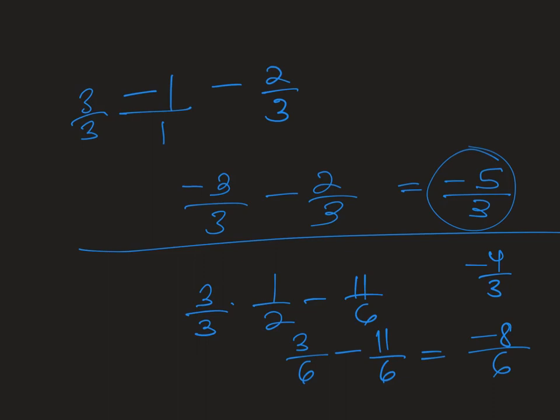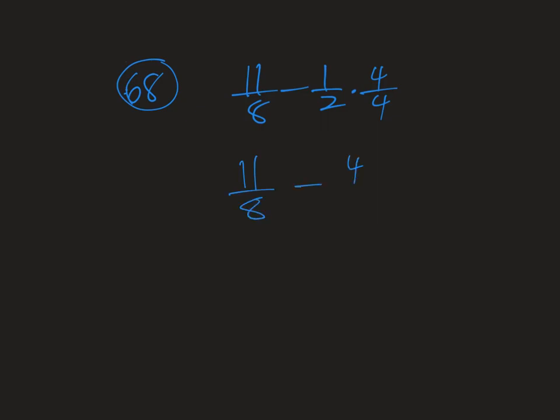Number 68. So 68, we have, what about 11 over 8 minus 1 over 2? Again, we need a common denominator, so we multiply both top and bottom by 4 over 4. We get 11 over 8 minus 4 over 8. We just have a numerator to deal with, 11 minus 4. So again, you take each one, what's 11 minus 4, and then you leave your answer as 7 over 8. So that's number 68. Let's do one more, or two more, and then we'll be good to go.